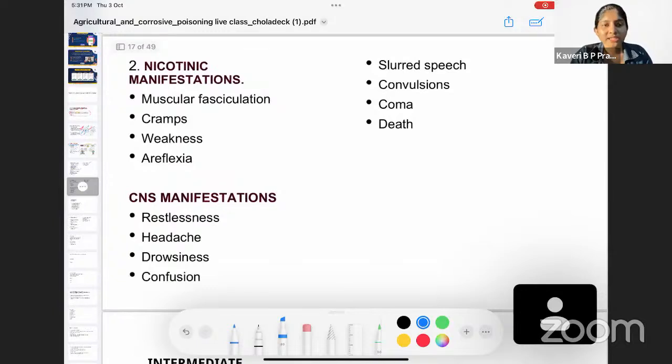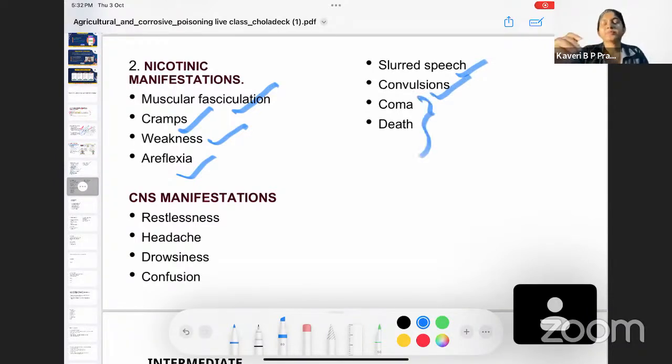Now, coming to the nicotinic manifestations, there is going to be muscular fasciculation. Most of the nicotinic manifestations are those pertaining to the muscular system. There are going to be fasciculations, cramps, weakness, and areflexia. That is, if you try to elicit a reflex, you cannot elicit it in these people. And the speech is going to be slurred. You cannot understand what the person is saying. He might be convulsing. And ultimately, if proper treatment is not done, he might go into coma and he might even die.